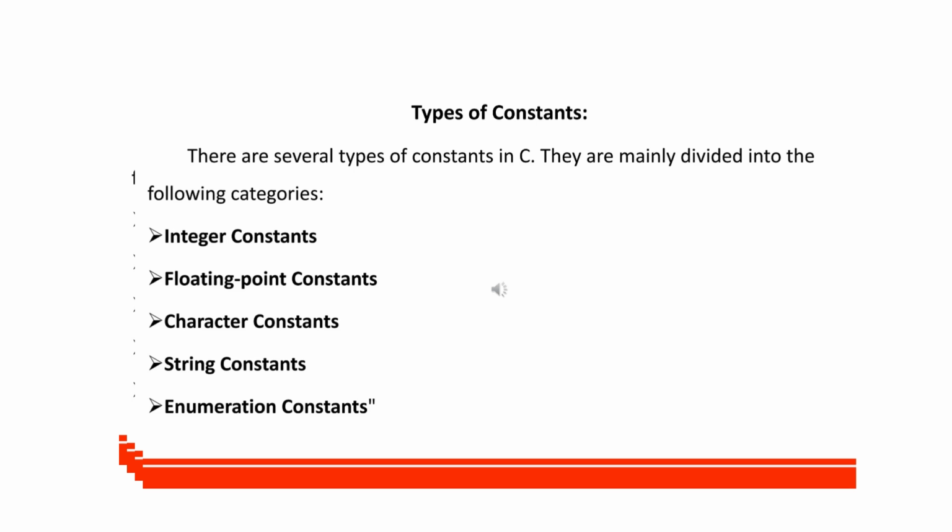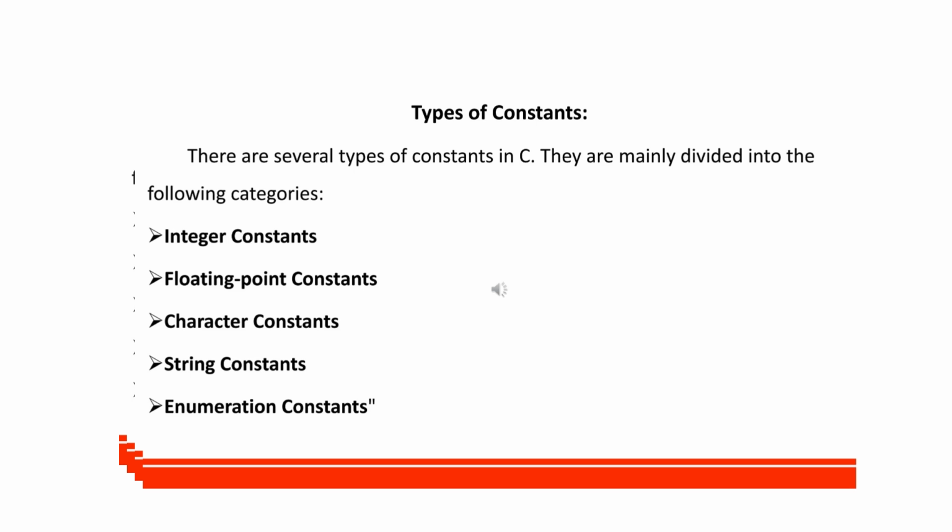Floating point constants. Floating point constants represent the real numbers with decimal points. For example, 3.14 or negative 0.001 or 2.0E5. These are examples of floating point constants. They are used for precision calculations like in scientific or financial data.